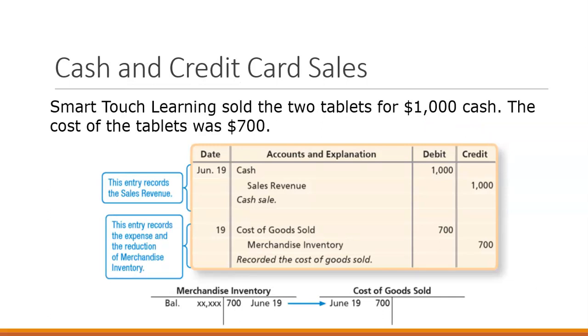So we see this example, we sold 2 tablets for $1,000 cash. The tablets cost $350 each, so the total cost of the tablets was $700. First, we record the sale of inventory. We received cash and we have sales revenue of $1,000. But because we sold inventory, we have less inventory, so we need to remove that inventory in our records. We record a cost of goods sold for $700 and we reduce our merchandise inventory by crediting it for $700.